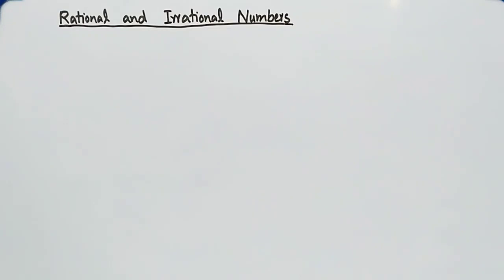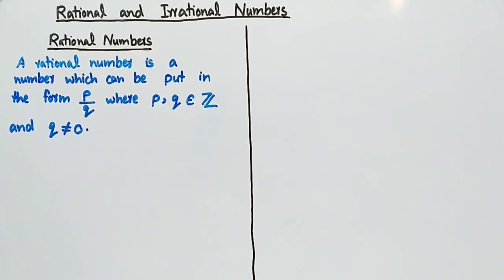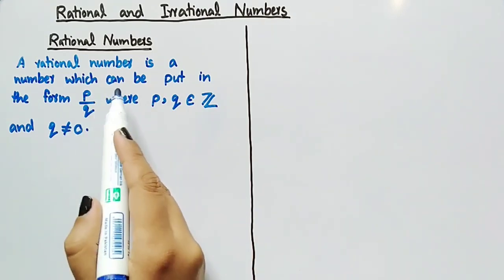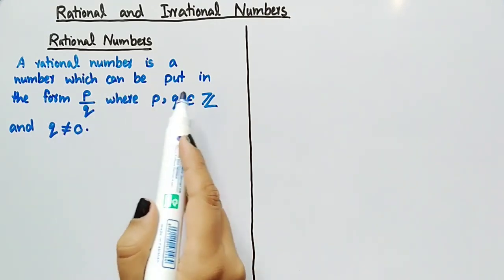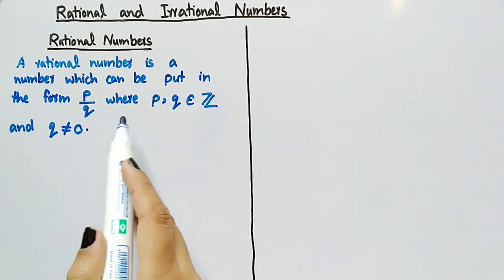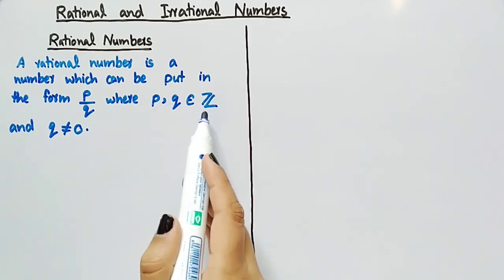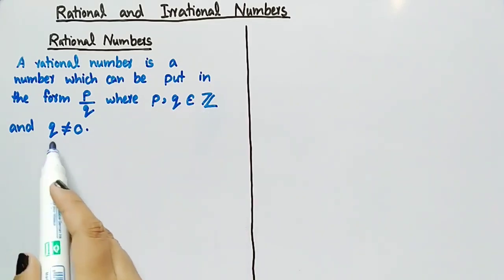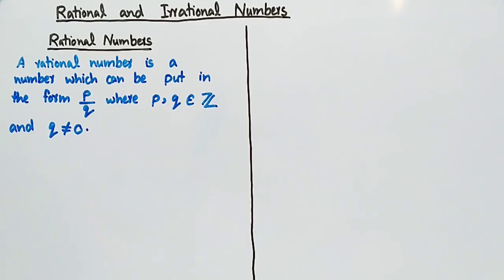In this video, we will find the difference between rational and irrational numbers. Firstly, let's see what rational numbers are. A rational number is a number which can be put in the form p by q, where p and q belong to the set of integers and q is not equal to 0.